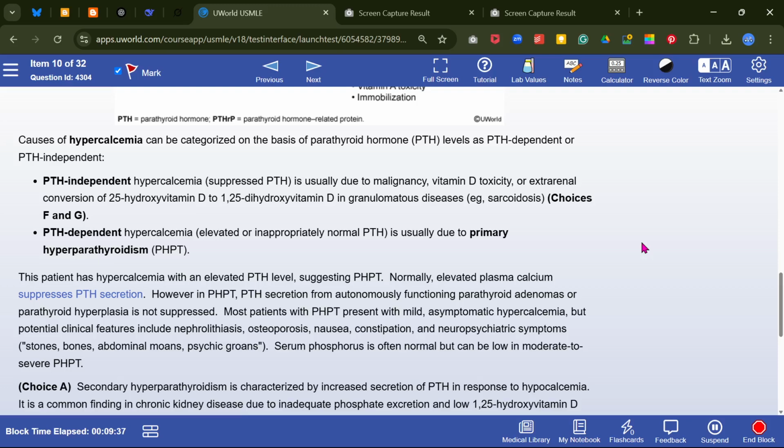This patient has hypercalcemia with an elevated PTH level, such as primary hyperparathyroidism. Normally elevated plasma calcium suppresses PTH secretion. However, in primary hyperparathyroidism, PTH secretion from autonomously functioning parathyroid adenoma or parathyroid hyperplasia is not suppressed. Most patients with primary hyperparathyroidism present with mild asymptomatic hypercalcemia, but potential clinical features include nephrolithiasis, osteoporosis, nausea, constipation, neuropsychiatric symptoms: stones, bones, groans, psychiatric overtones. Serum phosphorus is often normal but can be low in moderate to severe primary hyperparathyroidism.